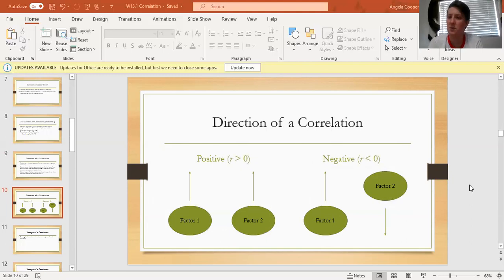So this is just a visualization of what positive and negative Pearson's R is. When you're positive, your R is greater than 0 and up to 1.0, and that's when your variables are increasing or decreasing together, both going in the same direction. Negative is when one variable is increasing and the other is going in the opposite direction, so the other is decreasing. That is when R is less than 0 and no lower than negative 1.0.